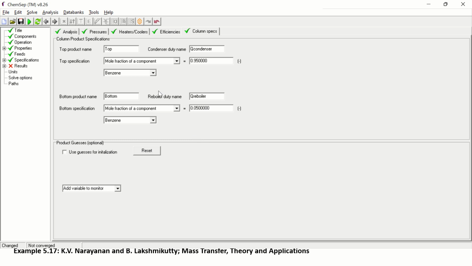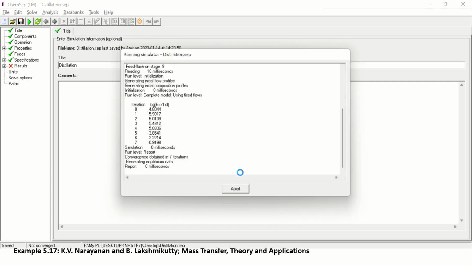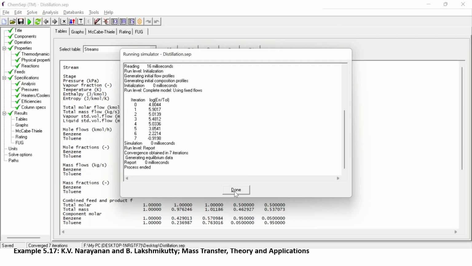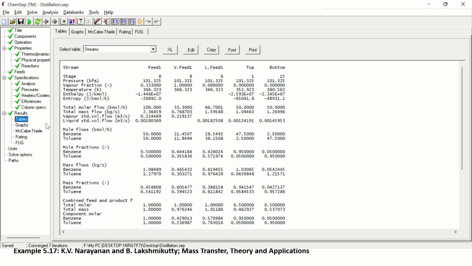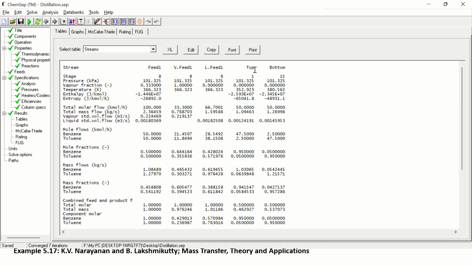So we have provided all the required data. Now here you can simulate. So click on this button. Yes, the input is okay, everything is okay. And you have to save this. So I have saved this with the title distillation. And now this is simulated.